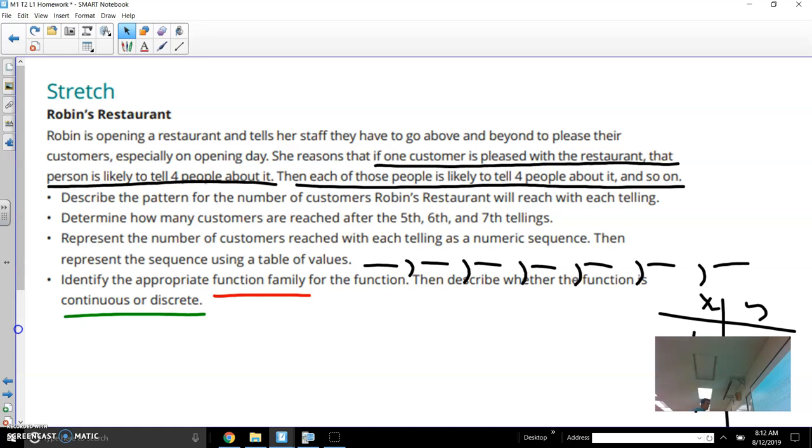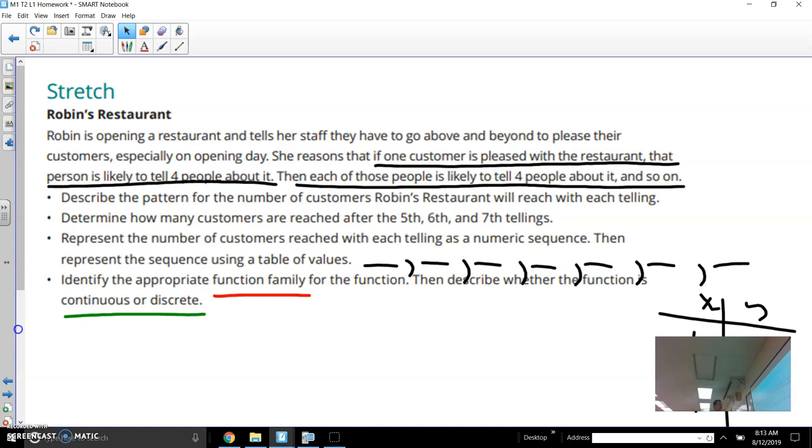Robin's opening a restaurant and tells her staff that she's going to go above and beyond to please her customers, especially since it's opening day. And she reasons that if one person is pleased with the restaurant, that person is likely to tell 4 people about it, and then those 4 people will go tell 4 people, and so forth and so forth. So we have 4 different bullet points that we're going to answer. We want to talk about describing the pattern.